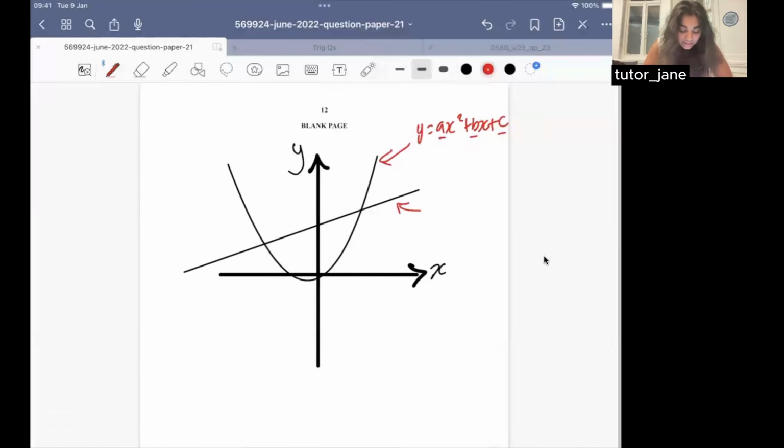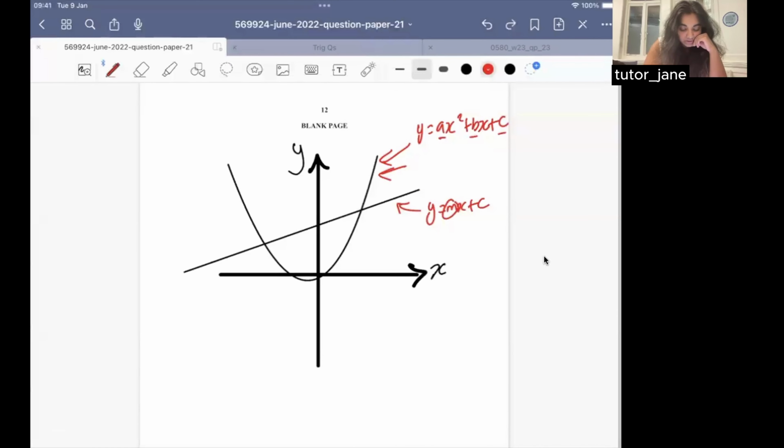Now, this line here is y equals mx plus c, which you're hopefully familiar with, where m is the gradient. That tells you how steep this line is from the horizontal, and the plus c is the constant, the y-intercept, so it tells you where this graph crosses the y-axis. So that's a basic rundown of these two shapes of graphs. This is a quadratic graph and this is a linear graph.